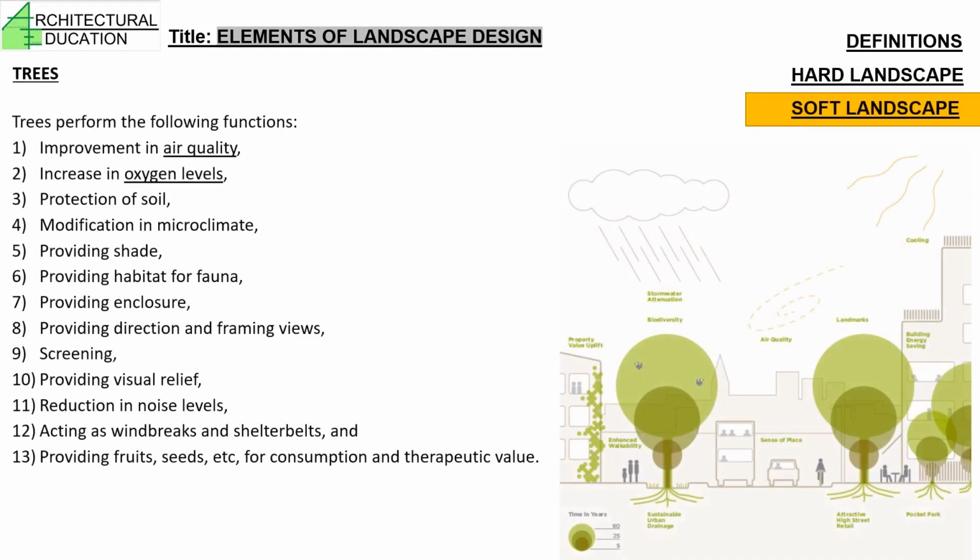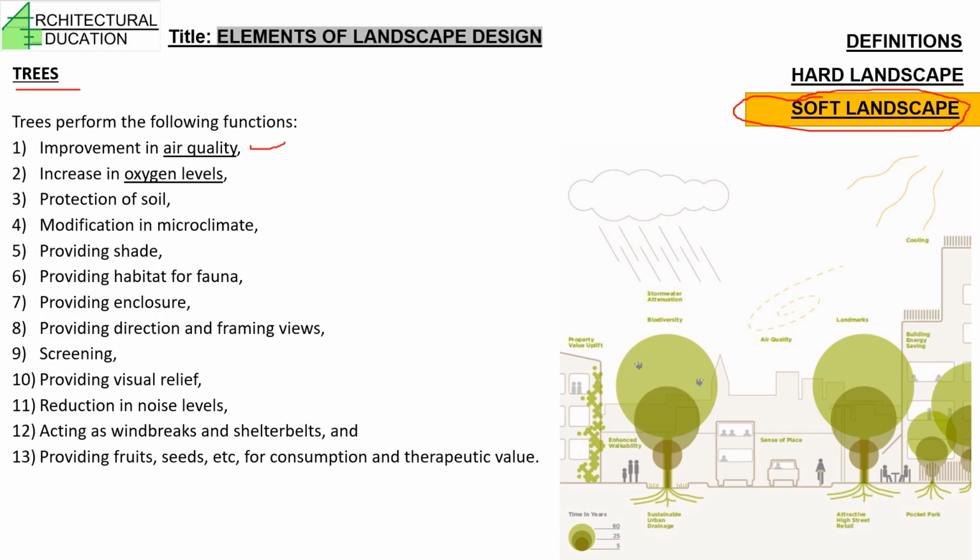So these were all about hard landscaping. Now next one is soft landscaping. As we know, soft landscaping is the living part of it. Let us start understanding the trees. Why do we provide soft landscape at any place? Let us see over here.